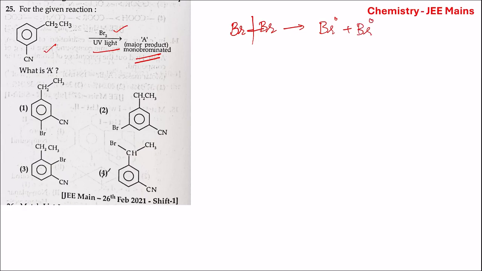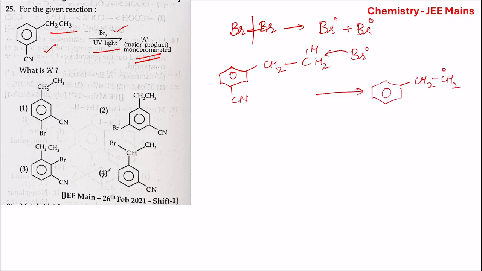Now this bromine free radical will attack the carbon of this side chain. So here, this benzene ring is the reactant. Now this group is CH2 CH3. CH3 can be written like this also, CH and then CH2. Now what happens, this bromine free radical attacks this carbon hydrogen bond and a primary free radical is formed.